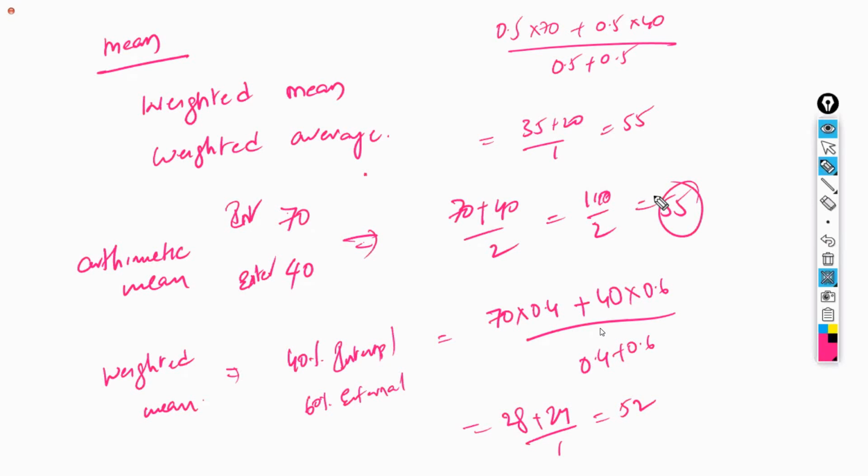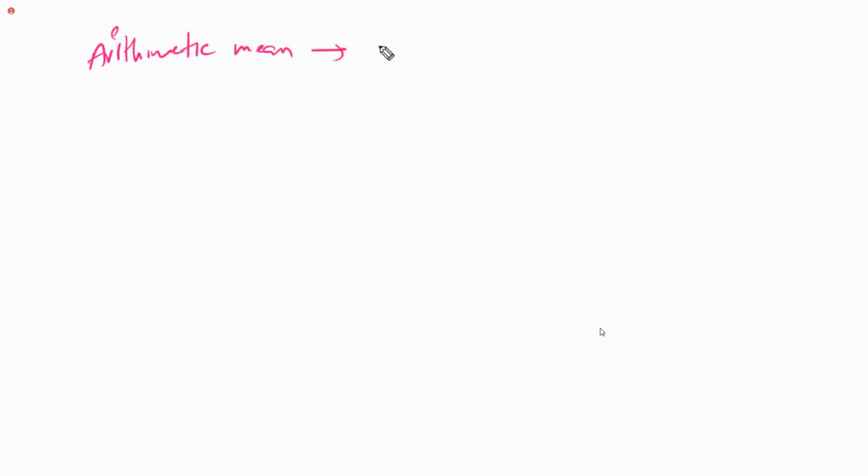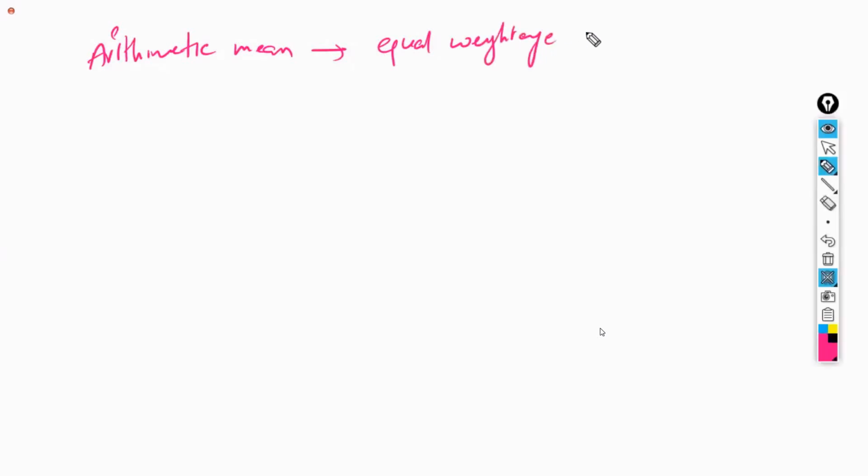Is that clear? What is meant by arithmetic mean? Arithmetic mean means having equal weightage for data points. For your data, having the equal weightage.